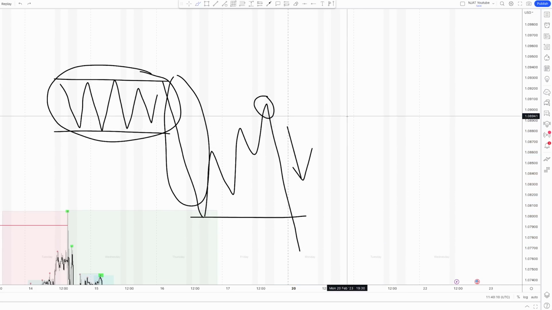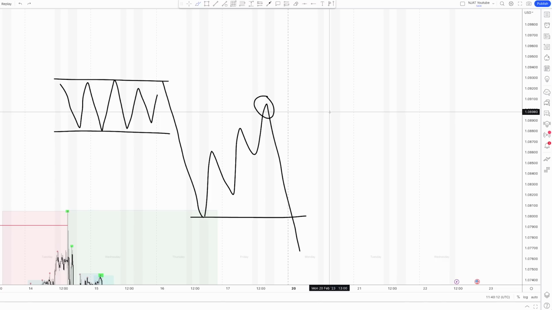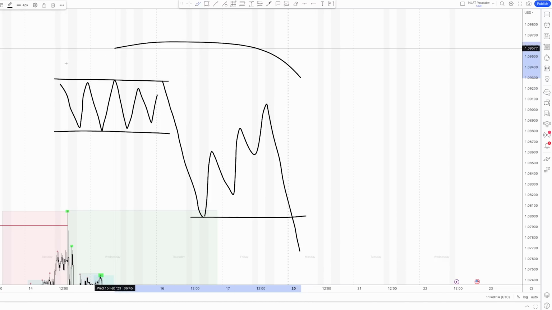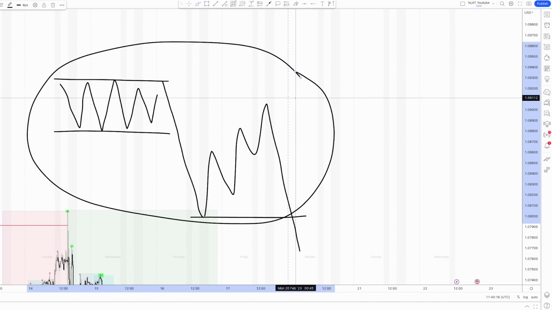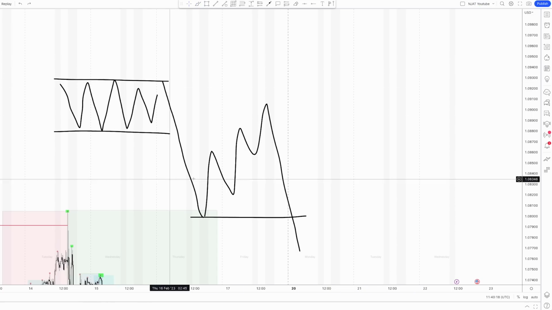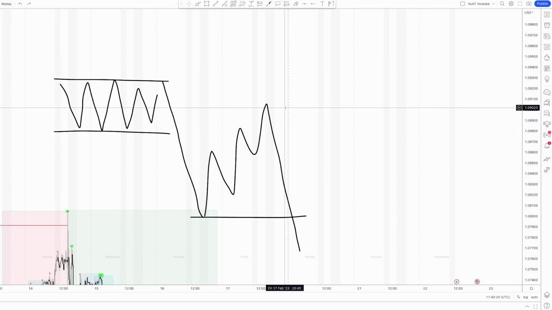So you can anticipate exactly what price is going to do before it even happens by understanding this entry model here. This is a full price cycle. This is a completed price cycle in the markets.